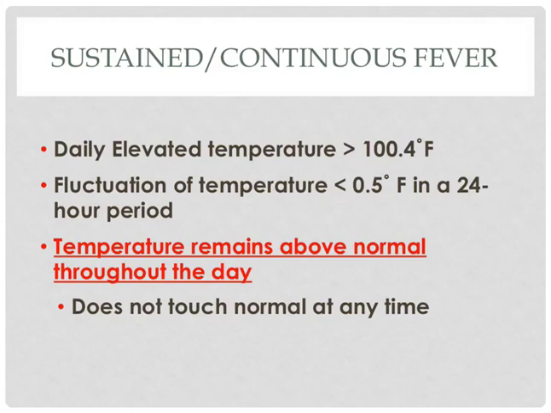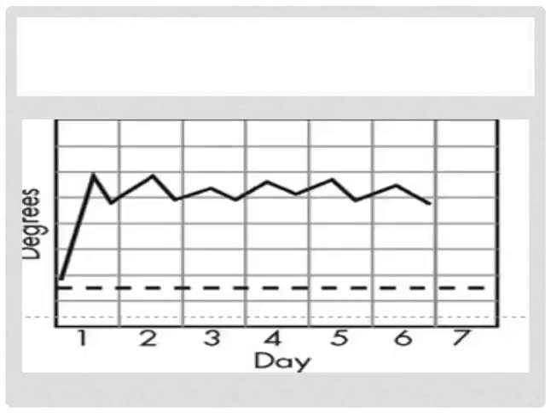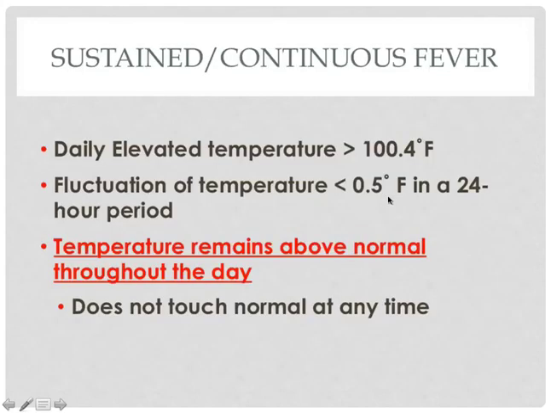So pretty much stays stable, except that there's minor difference from day to day, less than 0.5 Fahrenheit, in a 24-hour period. So if you can see in this graph, there's basically very little difference from this spike to this spike. Pretty much it stays around the same kind of level. So remember this, the temperature remains above normal throughout the day. It does not come back to normal at any time.